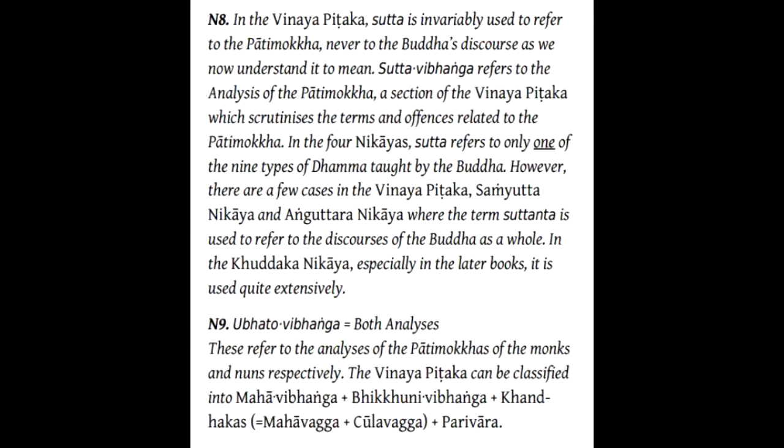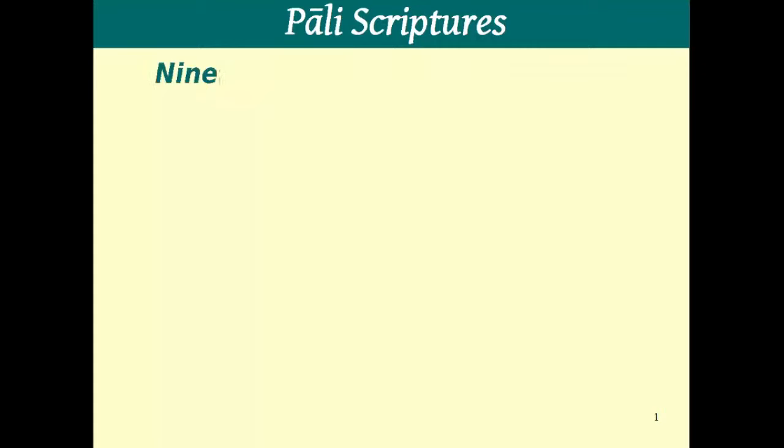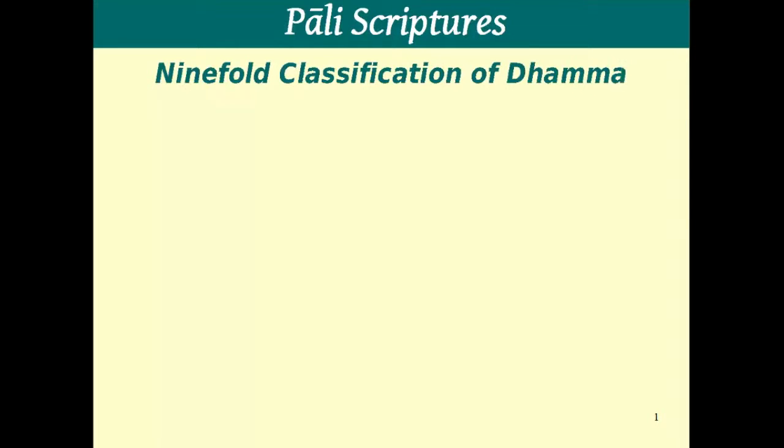Now here on page 39, there is a note which says that in the four Nikayas, sutta refers to only one of the 9 types of Dhamma taught by the Buddha. Right? So now I want to show you the Ninefold Classification of the Dhamma. This is found in the suttas, but in the agamas there are actually more than that. There are actually 3 more. There are 12 altogether, right? But here in our Nikayas there are only 9.